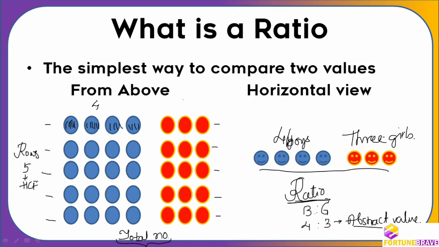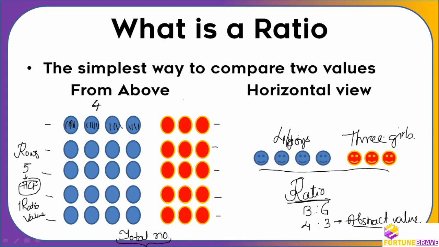This is your HCF. Okay, we are going to call it 1 ratio value. Later I'll tell you what is 1 ratio value. Once you understand this concept, this way you will be able to solve any question very easily. So there the number of boys is 4 into 5, that is 20.